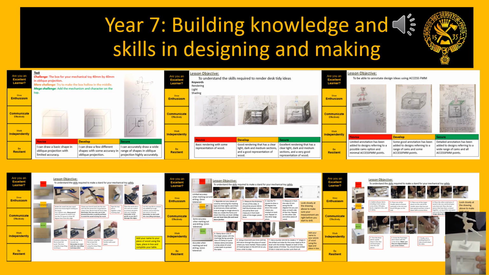The image below shows the oblique drawing technique discussed earlier, also the rendering and annotation of the designs. Towards the bottom, you will find step-by-step instructions with images for how to make the product. An example of one of the mechanical toys is shown towards the bottom right of the slide.